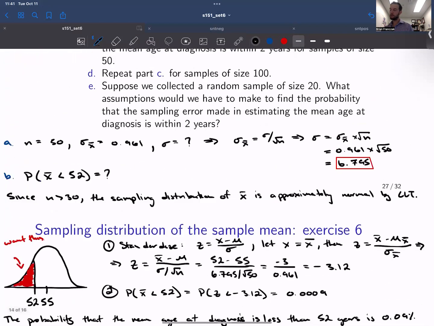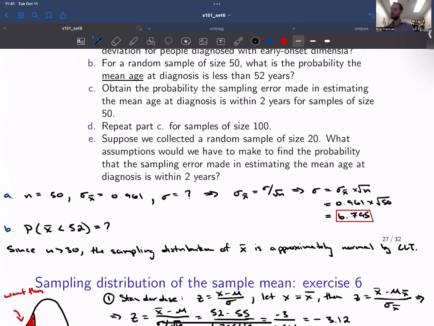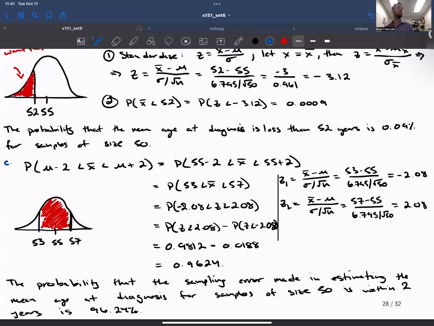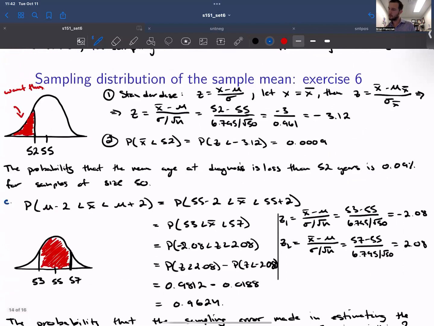Okay, in part D, we're doing the same thing, but we are just increasing the sample size to 100. So we should see a decrease in the sampling error here. We're doing the same thing, but with samples of size 100.